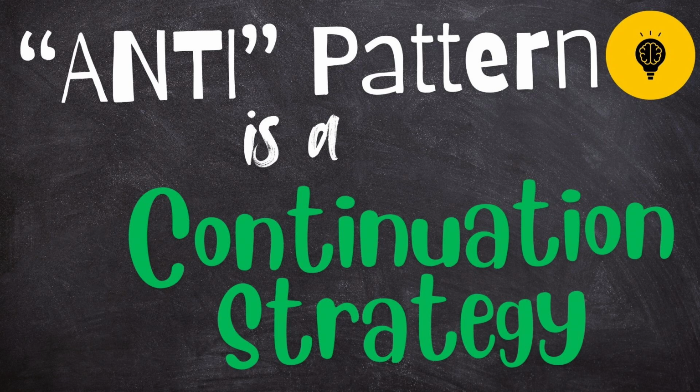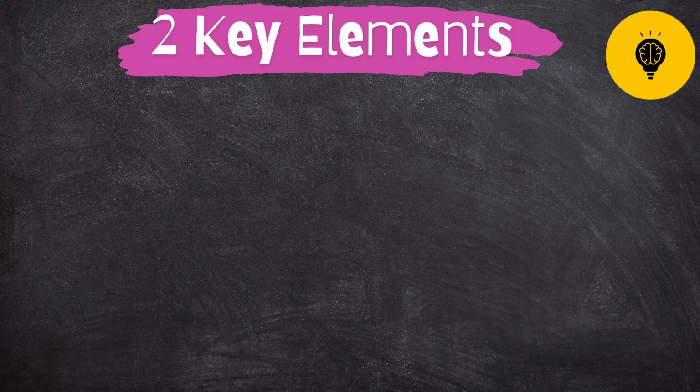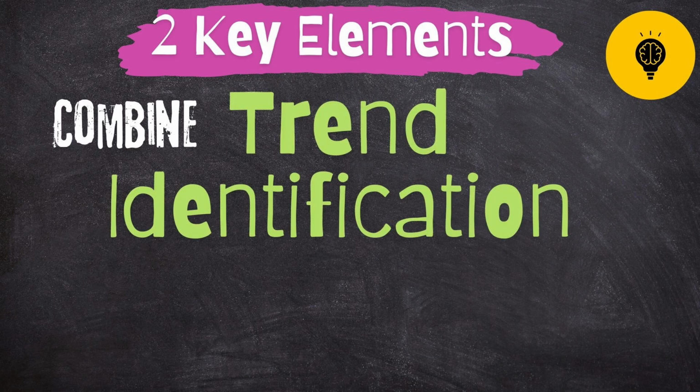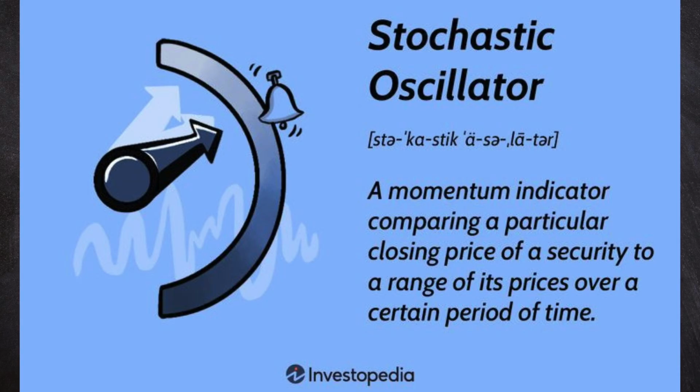One thing we need to learn is that the anti-method is a trend continuation strategy designed to capitalize on pullbacks within a larger trend. The strategy is simple and combines two basic elements: trend continuation and momentum alignment. So let's have a quick recap of the stochastic oscillator itself and the settings that we will be using. This oscillator measures momentum by comparing a stock's closing price to its price range over a specific period.